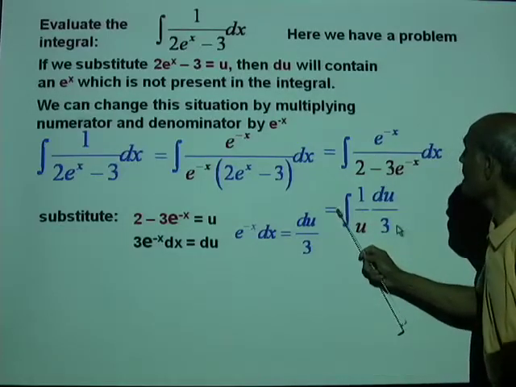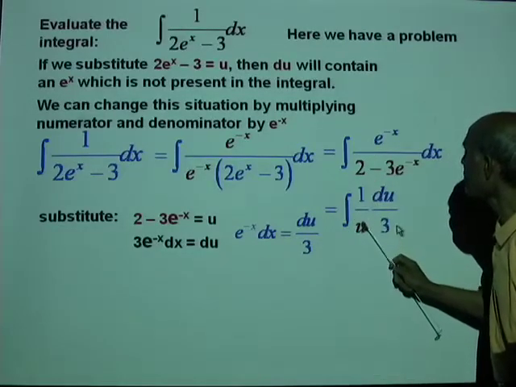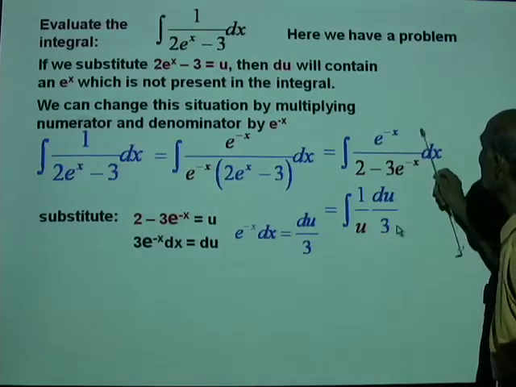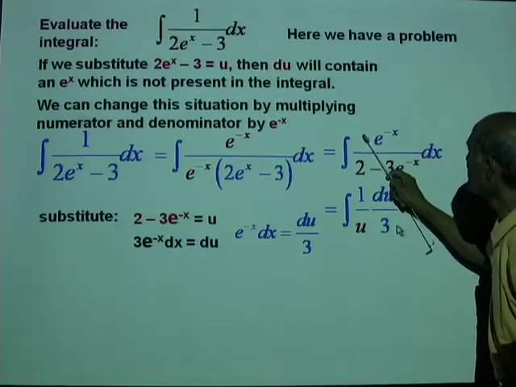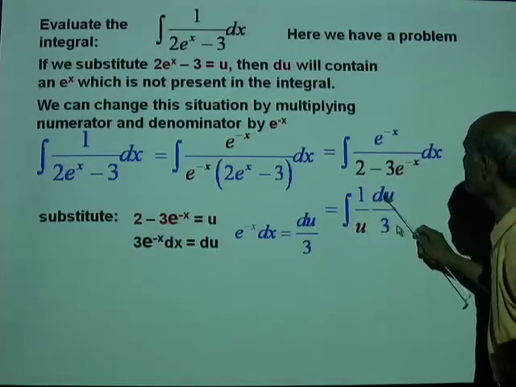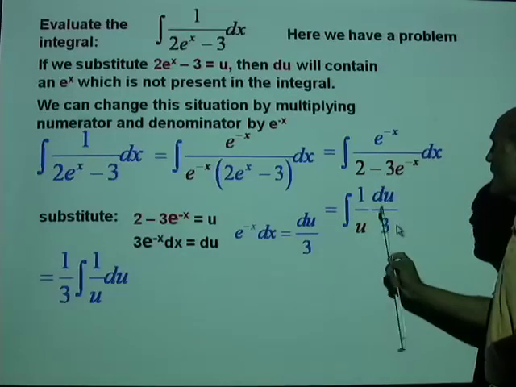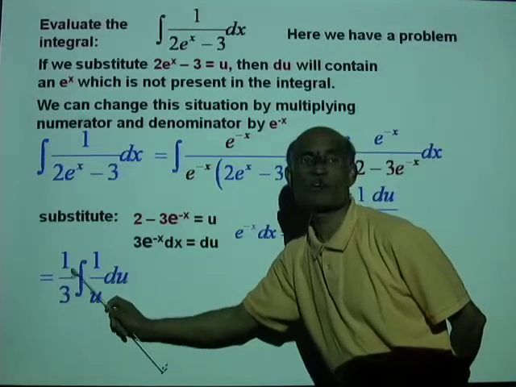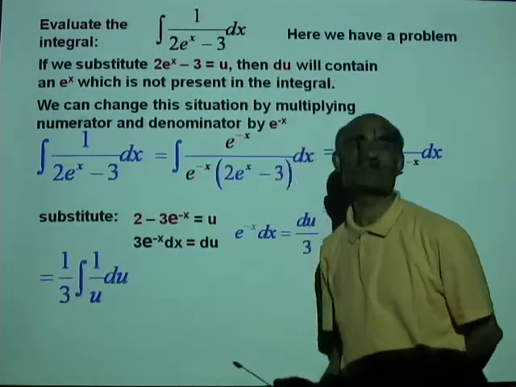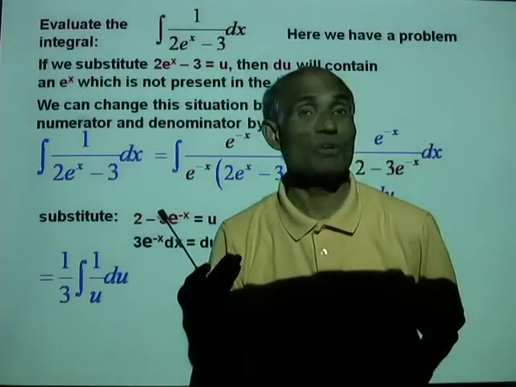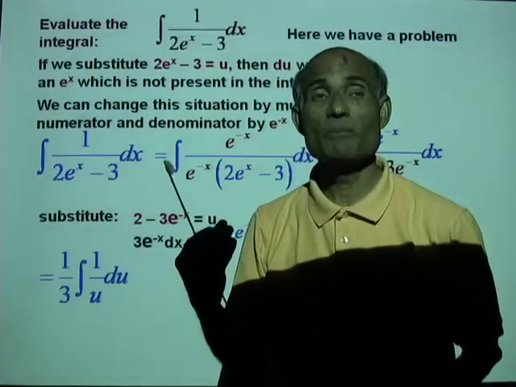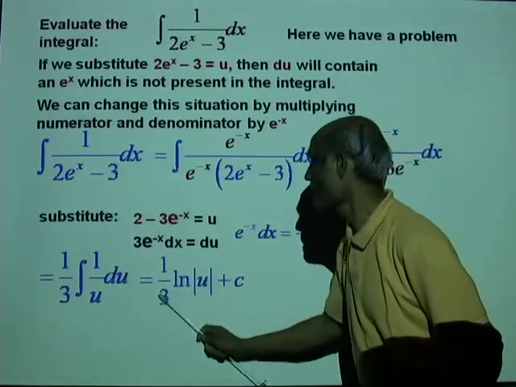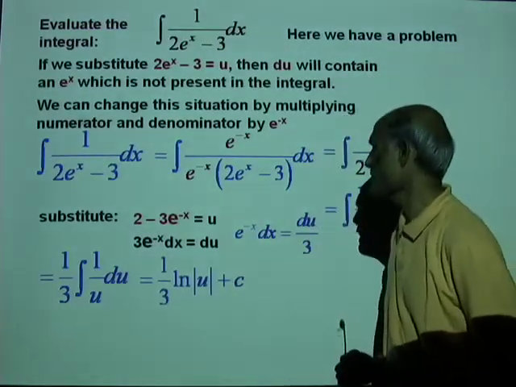So our integral now becomes integral 1 over u du over 3. So that is, this becomes du over 3. And so there is a 1 there, 1 over u du over 3. And we can take out that 1/3. So that will be 1/3 integral 1 over u du. Again, what is integral 1 over u du? Is ln of u plus c. So that's 1/3 ln u plus c.